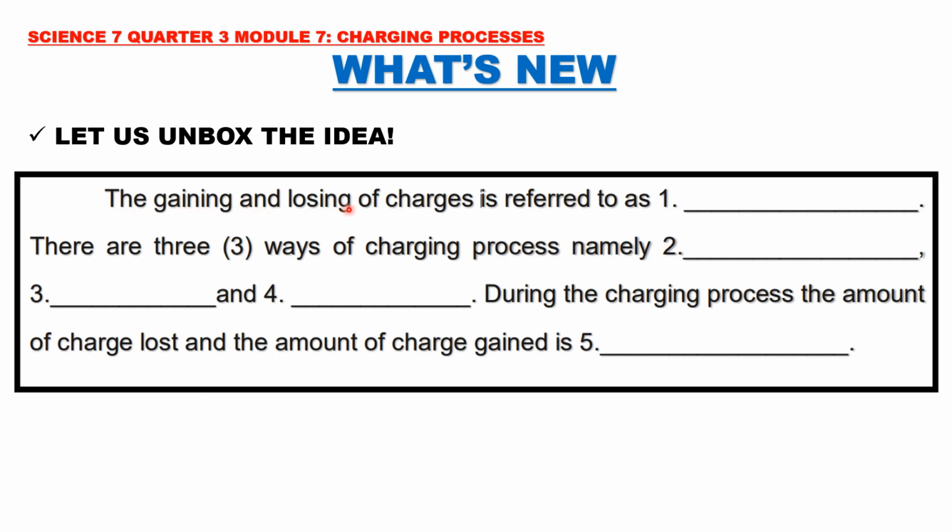The gaining and losing of charges is referred to as blank. There are three ways of charging process, namely blank, blank, and blank. During the charging process, the amount of charge lost and the amount of charge gained is blank. So the answer is, the gaining and losing of charges is referred to as charging process. There are three ways of charging process, namely friction, induction, and conduction. During the charging process, the amount of charge lost and the amount of charge gained is equal.